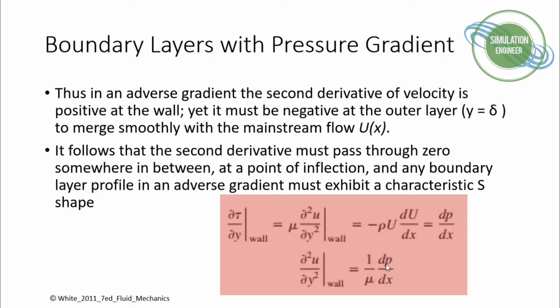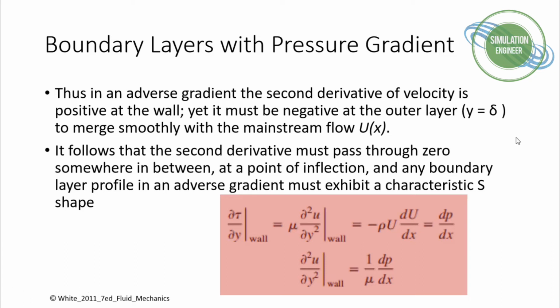It's an adverse pressure gradient, and the velocity will be positive at the wall, yet it must be negative at the outer layer. Outer layer means that y equals delta. Delta is your boundary layer thickness, so y is the wall normal direction. There is a point where the velocity is about 99% of your free stream velocity, which really merges or dissolves very smoothly within your mainstream flow, and that is your velocity, which is denoted here with capital U of x, in the x direction.